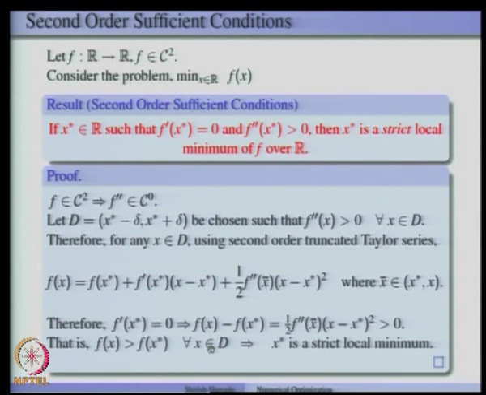So, there exists some delta greater than 0 such that in the delta neighborhood of x star, the value of the function does not attain f of x star. In fact, it exceeds f of x star. Which implies that x star is a strict local minimum. So, remember that these sufficient conditions guarantee a strict local minimum of f over R.